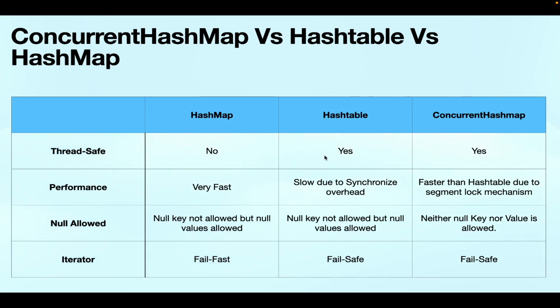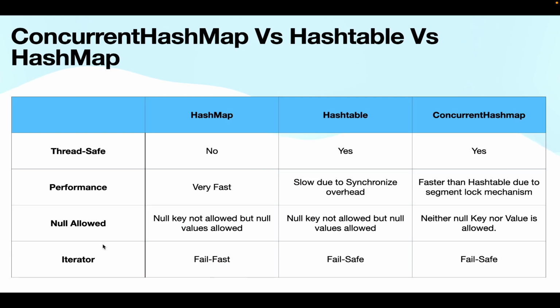And concurrent hash map is thread safe as well as optimized, that's why it's faster than hash table. If we talk about the null values, a null key is allowed in hash map but not null values. Only a single null key is allowed. But in hash table, a null key is not allowed but null values are allowed. And in concurrent hash map, neither null key nor null value is allowed.